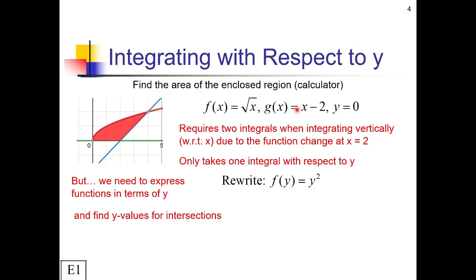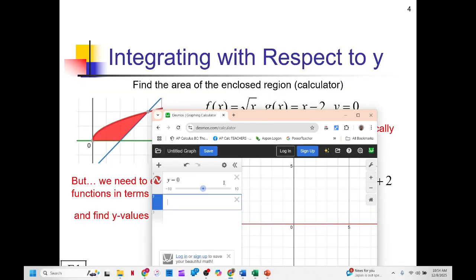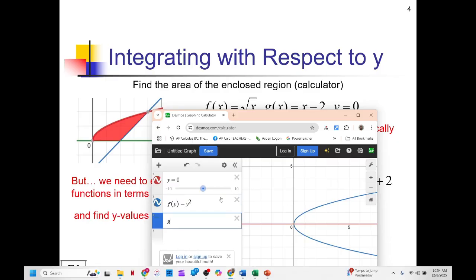And over here, the g function, if I add 2 to the other side, I can write g of y equals y plus 2. Now, if I go to my graph and actually graph these out, let me see what I get. So let me just get rid of what I've got in here, and I've got f of y equals y squared, which is both branches here. We only really want the top branch though. And then we have g of y equals y plus 2. And again, we're just looking for this region.